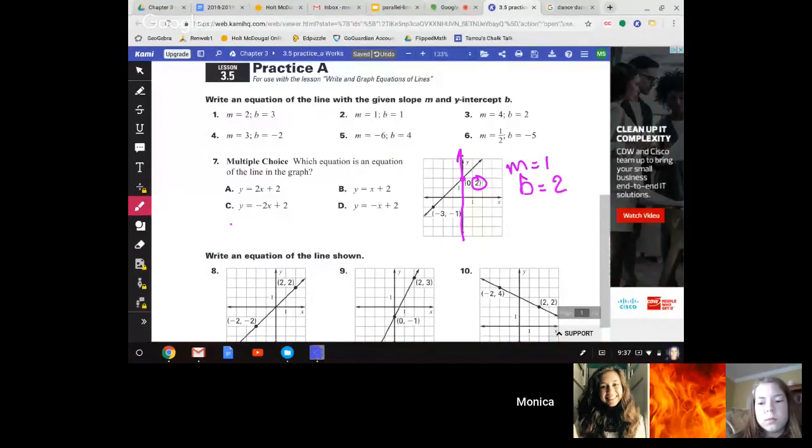So you're going to plug that into your equation now. y equals m, which is 1, x plus b, which is 2. So you'll have y equals x plus 2.